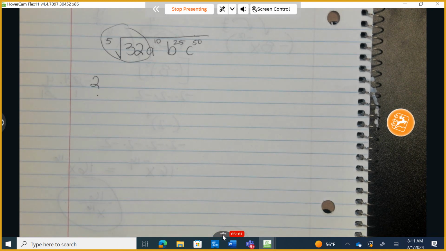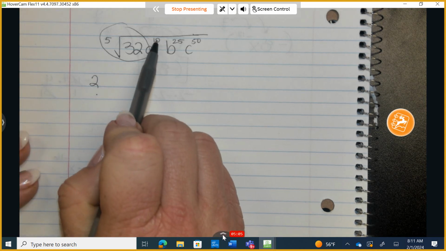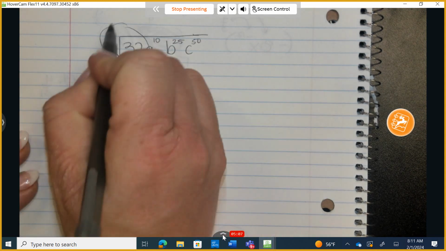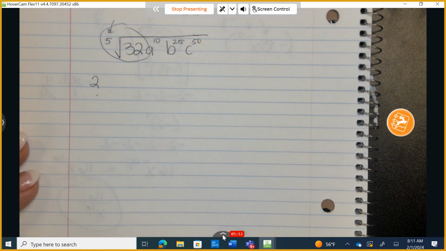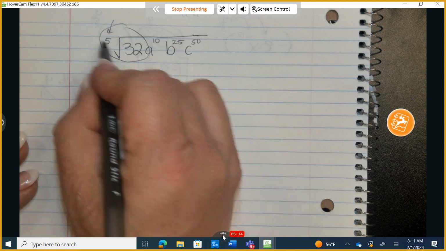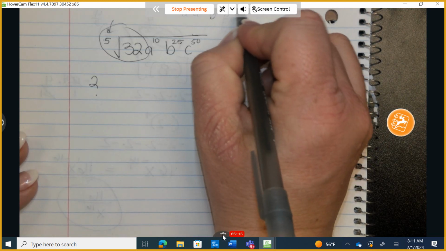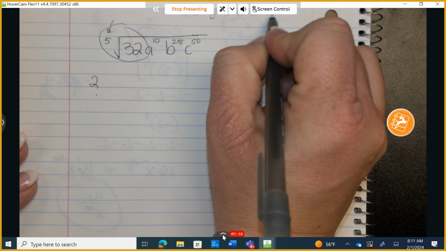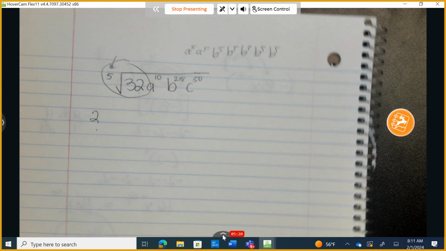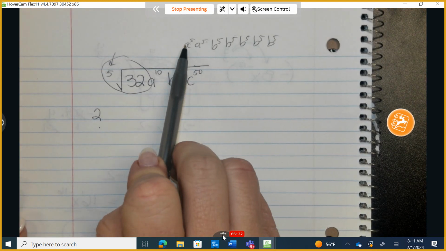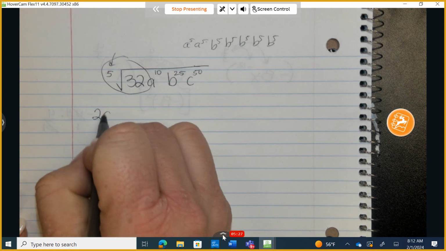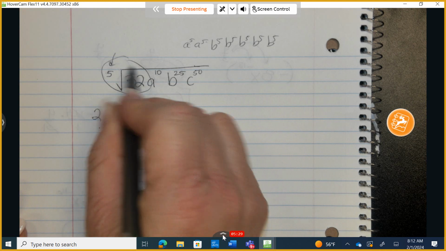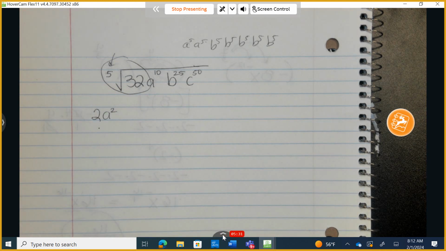Now I'm going to do this the long way that I explained before. This is the long way of doing this. I could rewrite this a to the 10th in terms of groups of 5 as a5 and a5, because 5 and 5 is 10. I could rewrite 25 as b5, b5, b5, b5, and b5. You get the idea. Is it required? Not at all. So how many full groups of a to the 5th do I have? I have 2 full groups. So I'm able to take it out of the radical and reduce it as a squared.